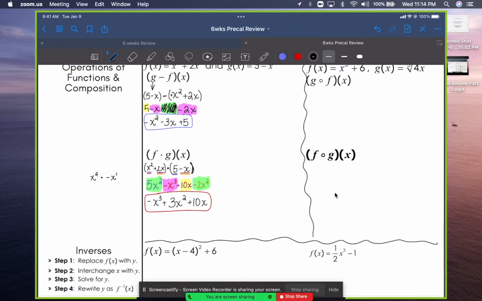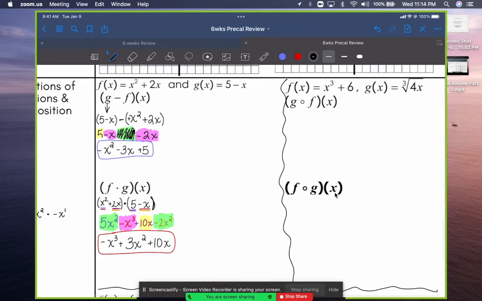All right, I'm going to go ahead and move on to the next section. Like I said, I did this problem in class, so I'm going to go ahead and complete this one with you. Now composition is when we're inputting one function into another function.